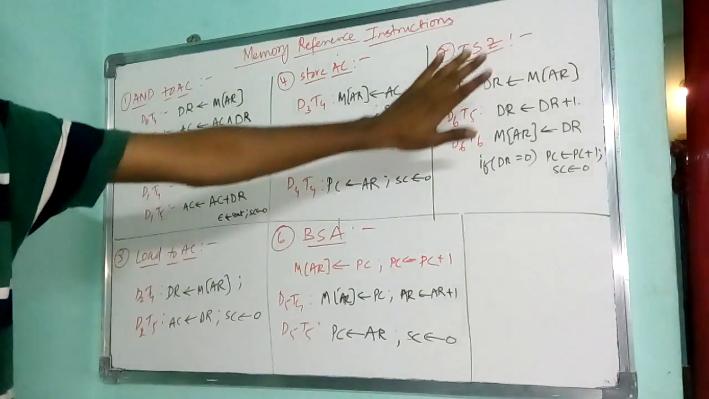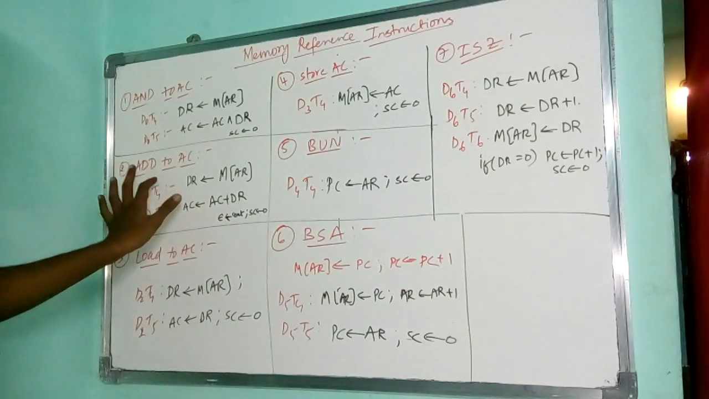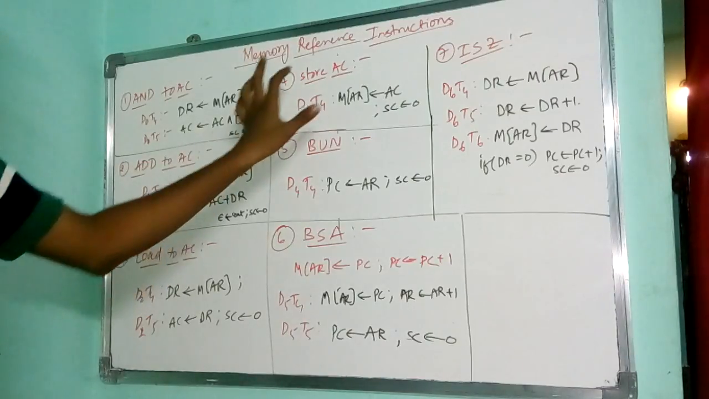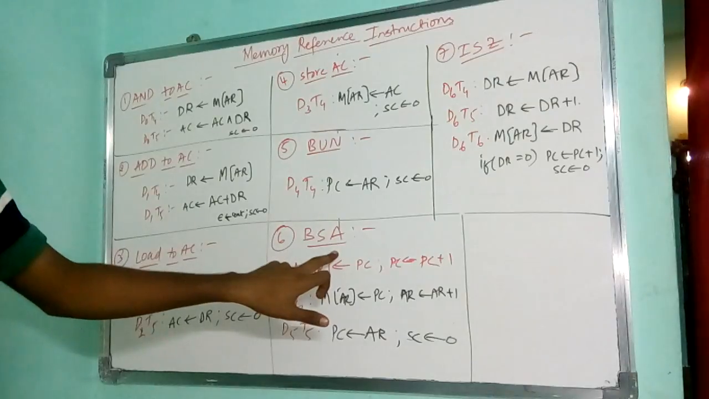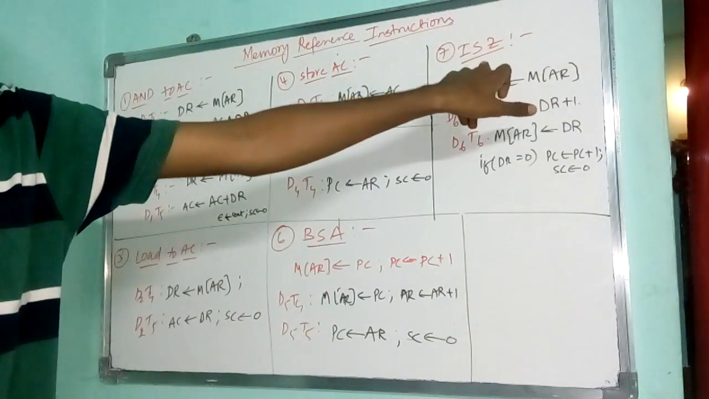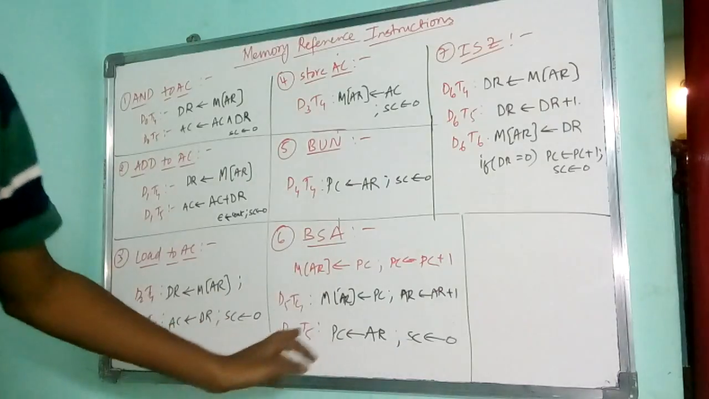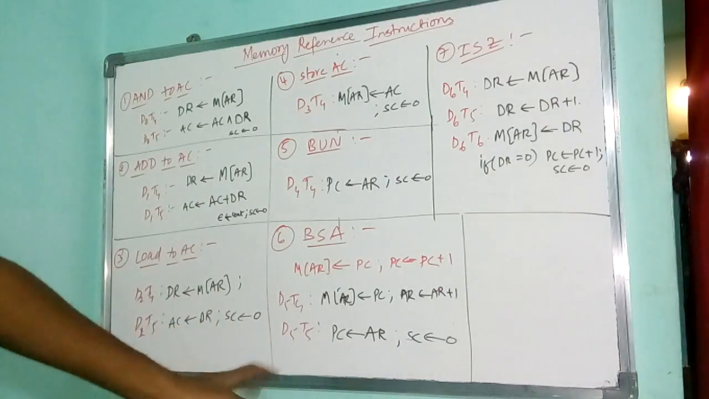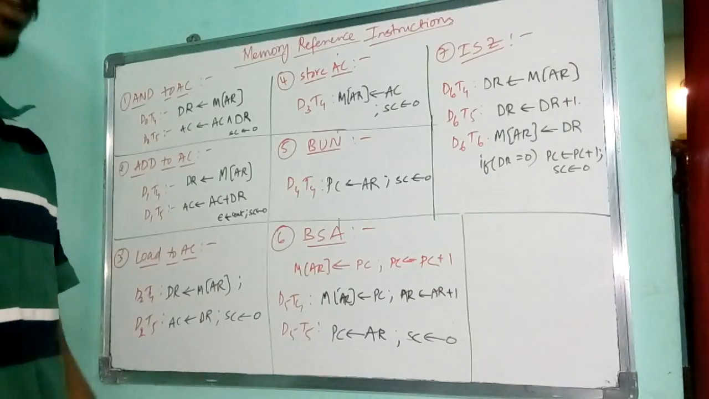There are 7 memory reference instructions here: AND to AC, add to AC, load to AC, store AC, branch unconditionally, branch and save return address, and increment and skip if 0. I'm sorry, this is branch and save return address, right?